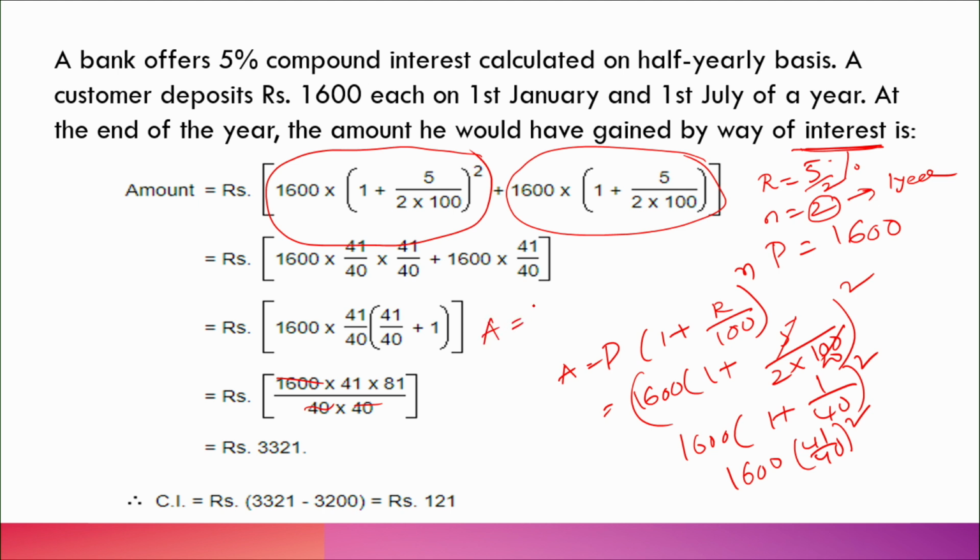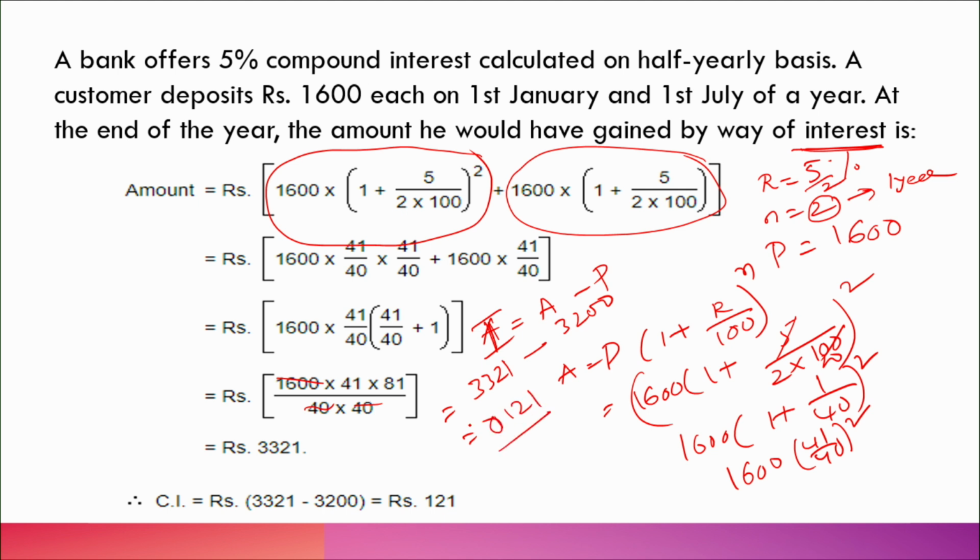I is equal to A minus P. A is how much? 3321 minus, what is the principal amount? 1600 plus 1600, that is 3200. So 121 rupees, of course.